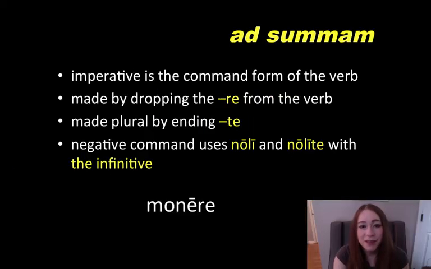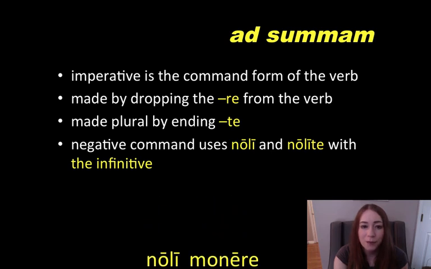So in the end, the imperative is the command form of the verb. It's made by dropping the re from the verb, mainly the infinitive form. Made plural by adding the letters te, except for that third conjugation where we change the e to the I. And the negative command will use noli and nolite plus the infinitive. So as an example to show you, drop the re, we're left with the singular imperative. Add te, we now have a plural imperative. If we get rid of both, noli monere, that is our negative command, don't warn.